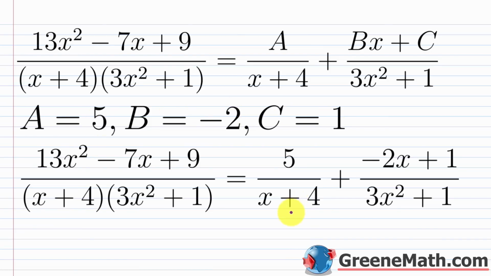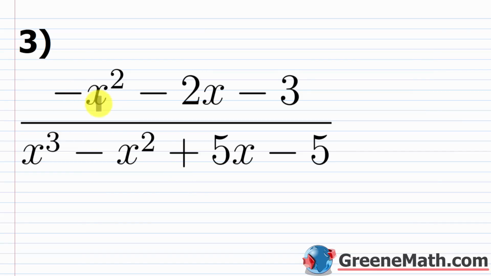So again, we're just going to plug into the model, and we're going to say that this is 5 over x plus 4, plus negative 2x plus 1 over 3x squared plus 1. All right, for problem 3, we have negative x squared minus 2x minus 3 over x cubed minus x squared plus 5x minus 5. If you look at the degree of the numerator, it's going to be 2, and the degree of the denominator is going to be a 3, so this is a proper fraction.